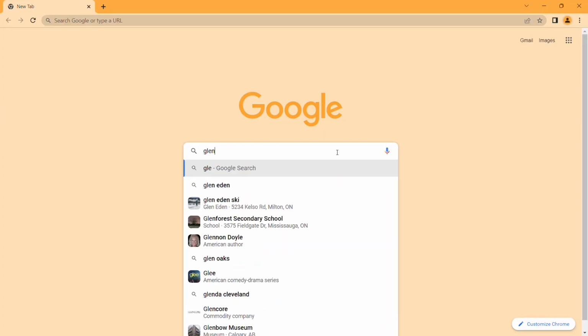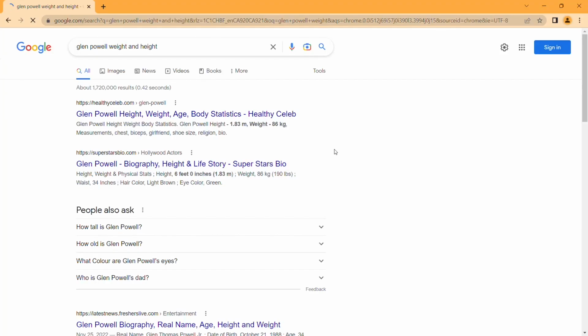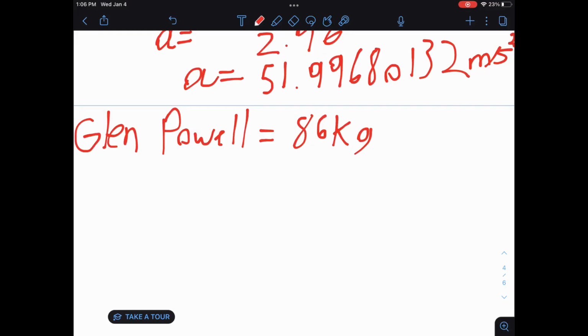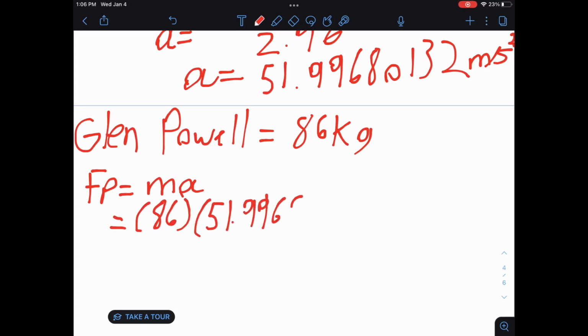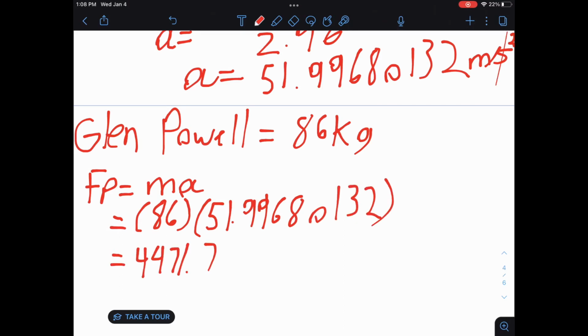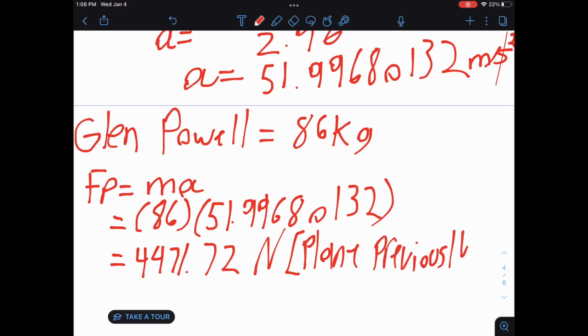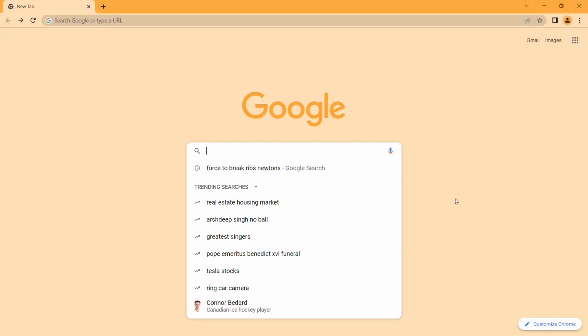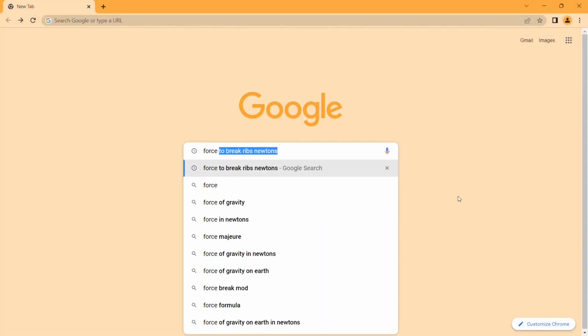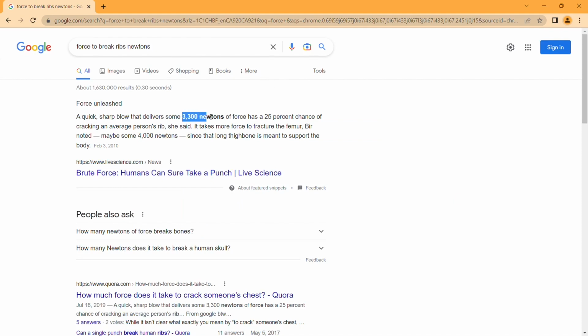I looked up the pilot's weight, Glenn Powell's mass online, and it says about 86 kilograms. With this information, I was able to find how much forward force Glenn Powell feels when the aircraft is experiencing a negative acceleration. Using the formula force of pseudo equals ma, this force is completely absorbed by the seatbelt. The force felt by the pilot is 4,471.72 newtons in the direction the plane was traveling in, which should be quite scary considering the force to break rib bones is only 3,300 newtons. But the force is distributed across the whole body, so this does not happen.